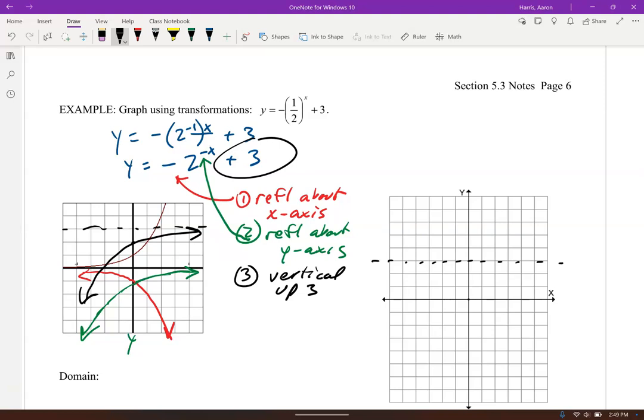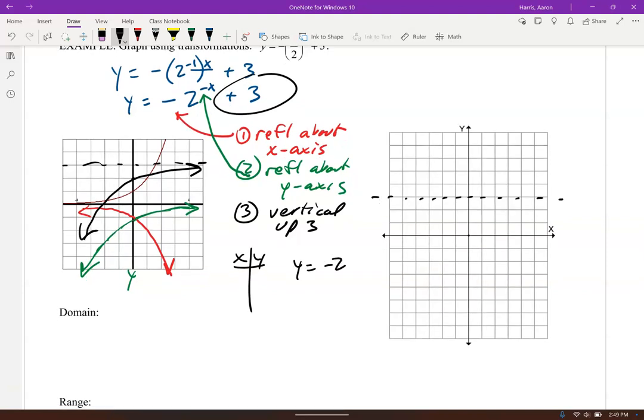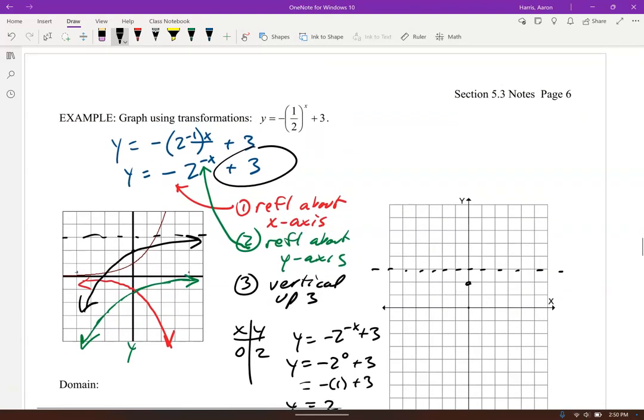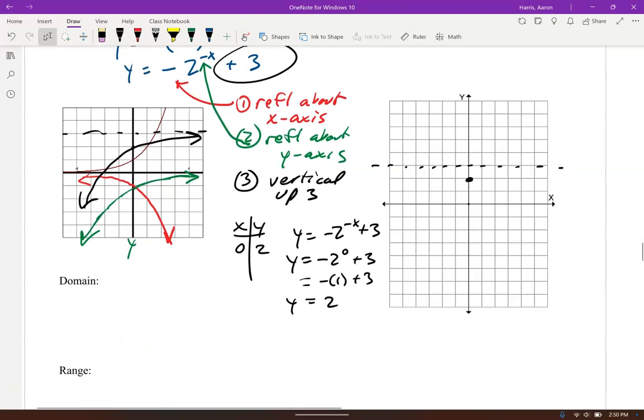Right? So we should see, if you check some points, let's throw 0 in. Negative 0, 0. 2 to the 0 is 1, so I got negative 1 plus 3, I got 2. So when I plug 0 in, I got 2. 0, comma 2 right there. Right? If I go to the, let's go to the left. Negative 1. So I have negative 2 to the negative 1.